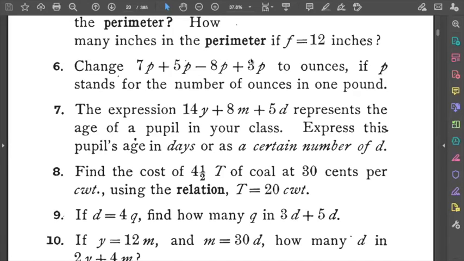Sir, please, I got 5,339 days for number 7. Number 8, I got 2,700. Number 9, I got 32Q. And number 10, I got 840D. 840 D. Good. So 840 days. Good.